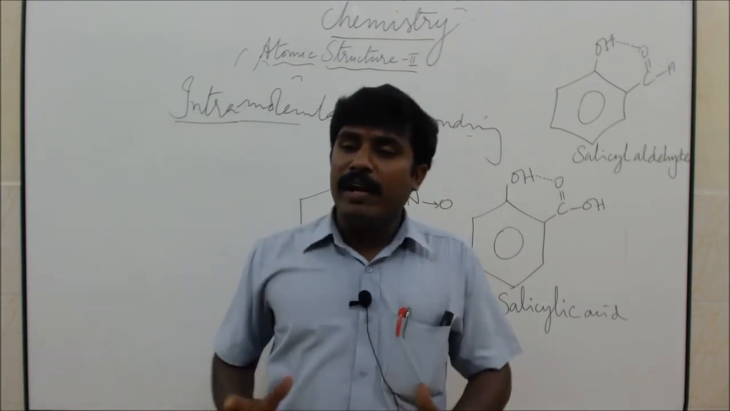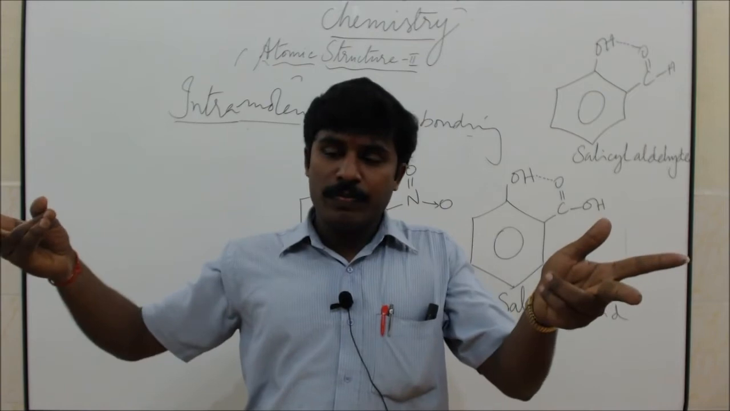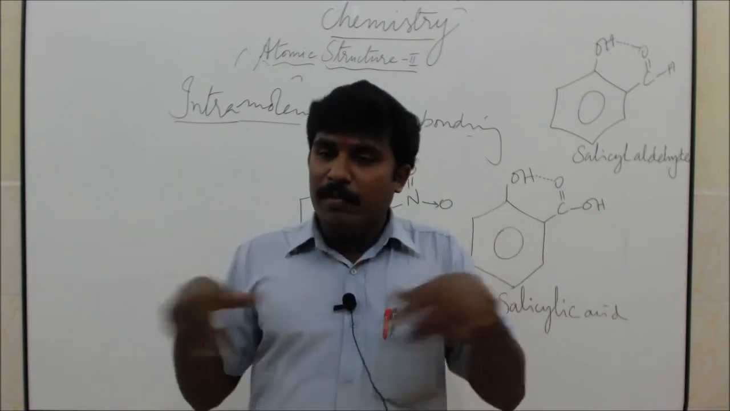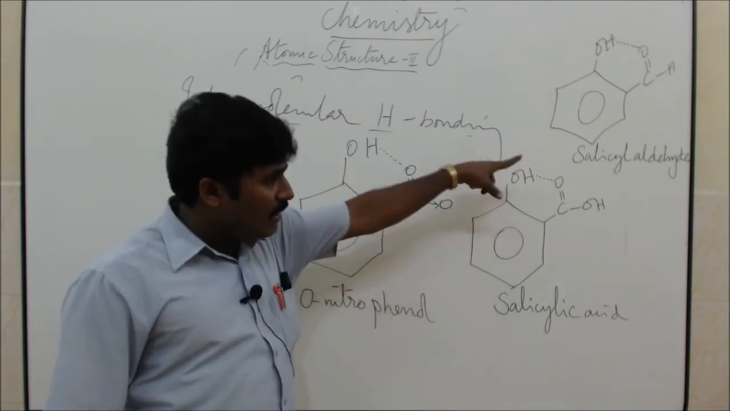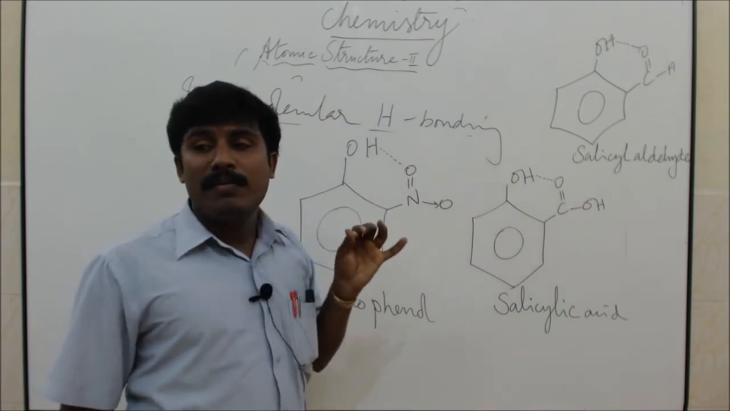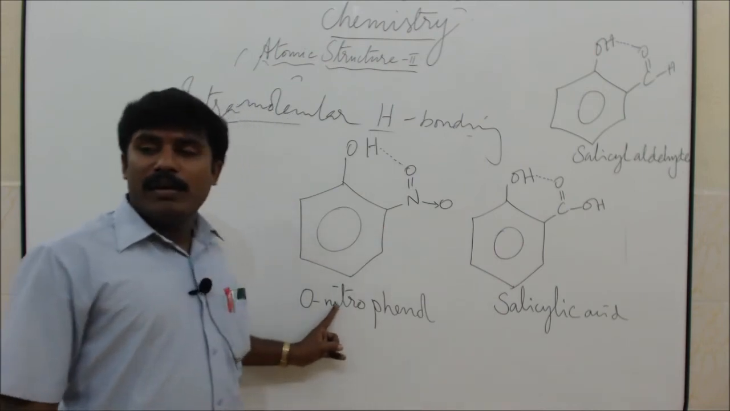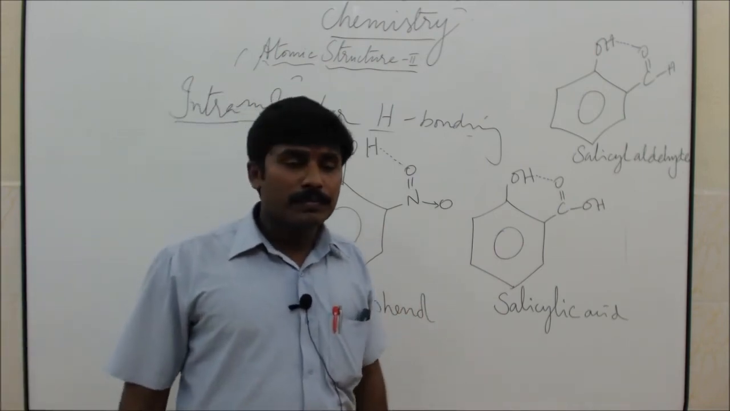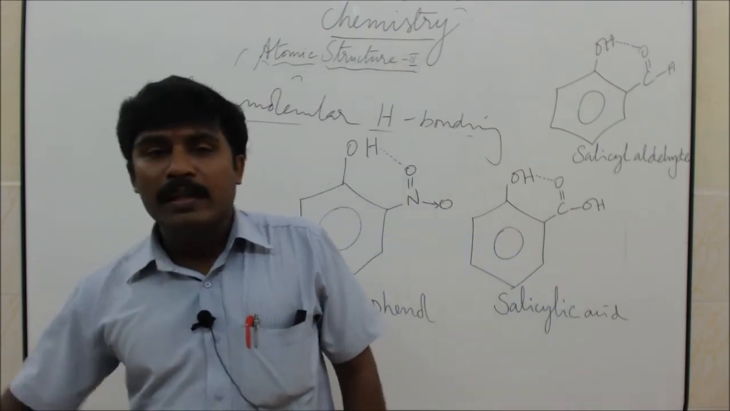So intermolecular hydrogen bond means hydrogen bond between two different molecules. Intramolecular means hydrogen bond within the molecule. Examples: orthonitrophenol, salicylic acid, and salicylaldehyde. A frequently asked question: give one example of intramolecular hydrogen bonding. O-nitrophenol, orthonitrophenol. Okay. The next one is the importance of hydrogen bonding.